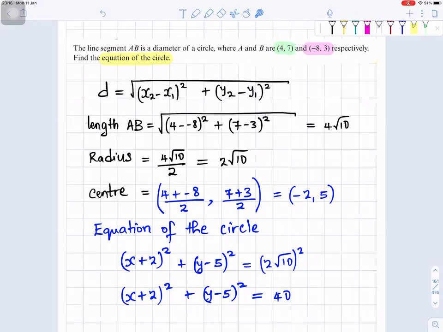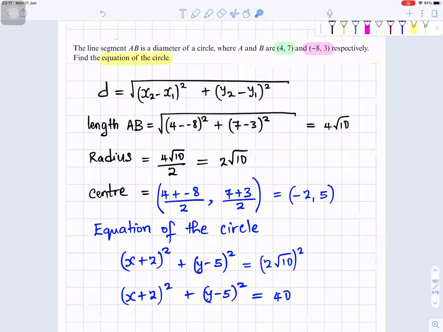So it's (4 minus minus 8) all squared plus (7 minus 3) all squared. Put that in your calculator, you'll get 4 root 10. So the distance between A and B is 4 root 10.